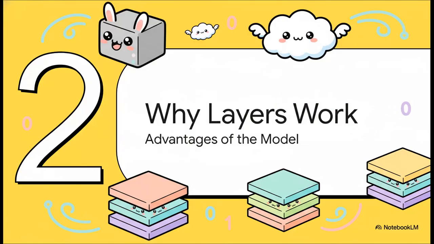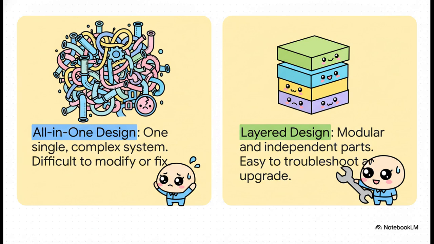So we get the what, but now it's time for the why. I mean, why is this layered approach so darn effective? What are the actual real-world benefits that make it the gold standard for how we build networks? Let's take a look. To really see why layering is so great, just look at these two approaches. On the one hand, you could try to build an all-in-one system, just one giant, complex machine. But if one tiny little thing breaks in there, man, good luck finding it in that tangled mess.